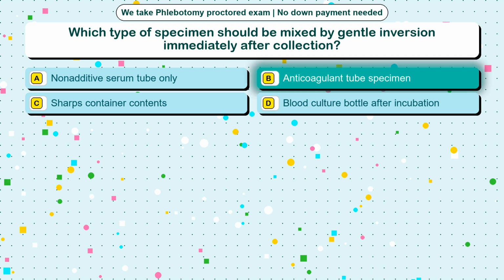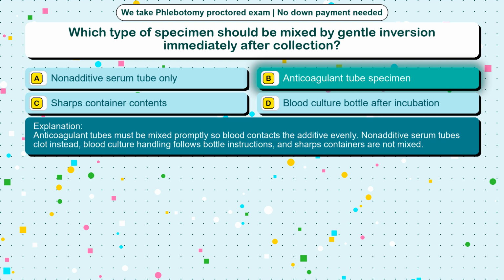The correct answer is option B, anticoagulant tube specimen. Anticoagulant tubes must be mixed promptly so blood contacts the additive evenly. Non-additive serum tubes clot instead, blood culture handling follows bottle instructions, and sharps containers are not mixed.